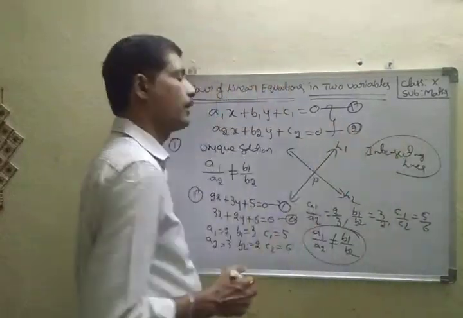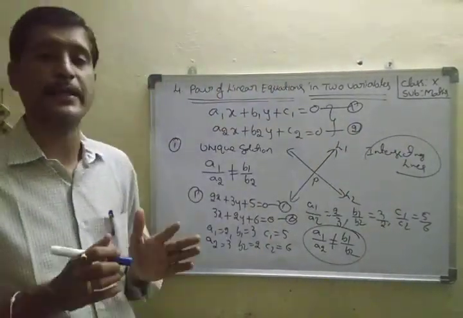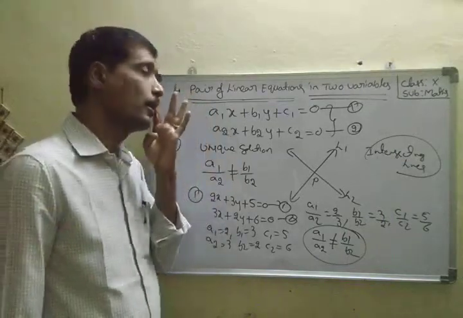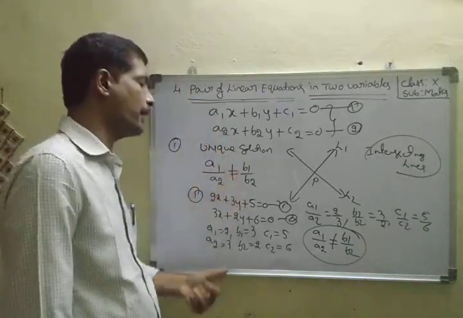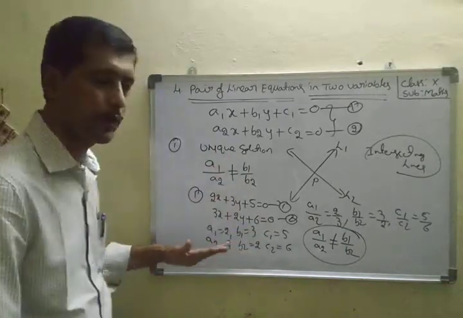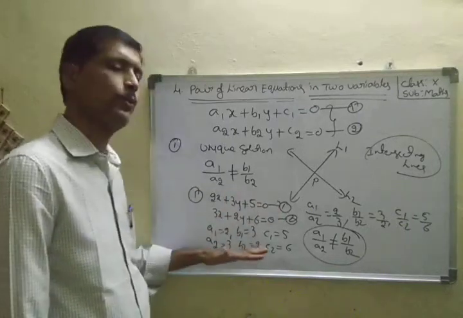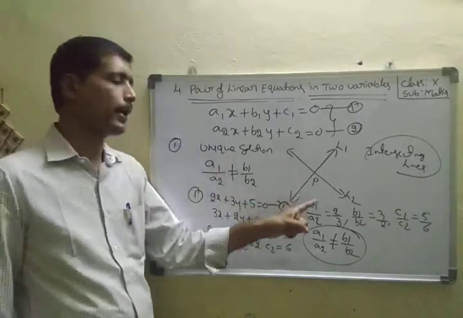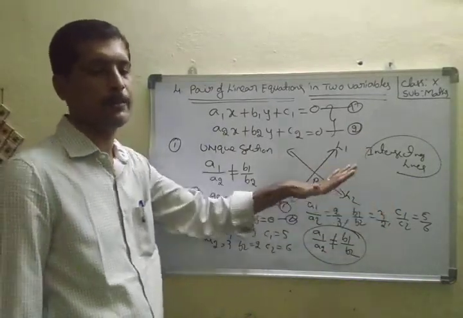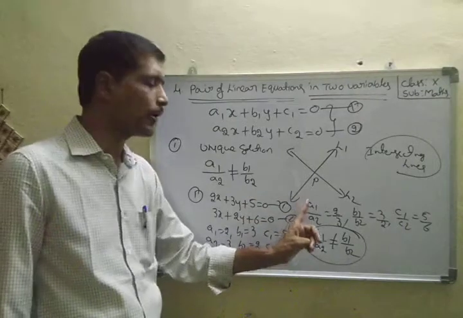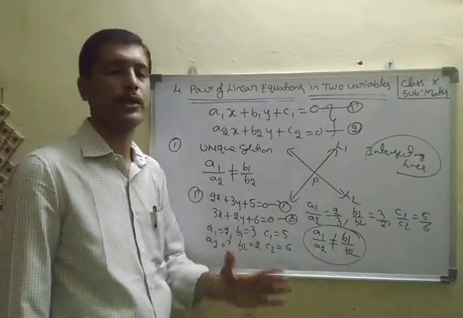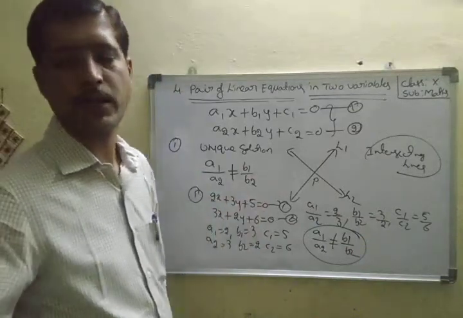Sometimes in an exam, a question says these two lines are intersecting lines. So how many solutions? Only one solution. Therefore the unique solution condition is a1 by a2 not equal to b1 by b2. This is the example. First write the a1 value, b1 value, c1 value, a2 value, b2 value, c2 value. Next a1 by a2 value, b1 by b2 value, c1 by c2. That is the same for any problem. Next check the condition a1 by a2 not equal to b1 by b2. Therefore that is the unique solution. Unique means only one solution.